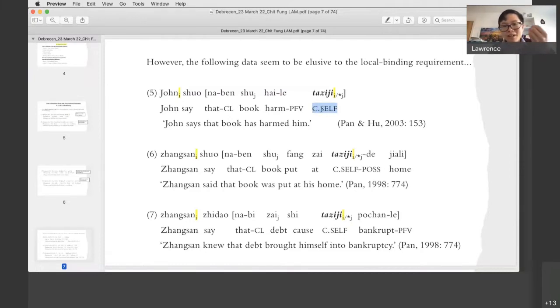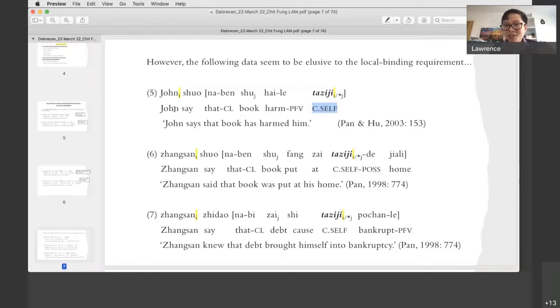By the way, just to mention that this complex reflexive does not show the distinction in gender. So even though I use himself here, it doesn't mean that it can't work on herself. It also works on herself as well. So what does the example actually mean? Does it mean the book harms itself? No. It means the book harms John.